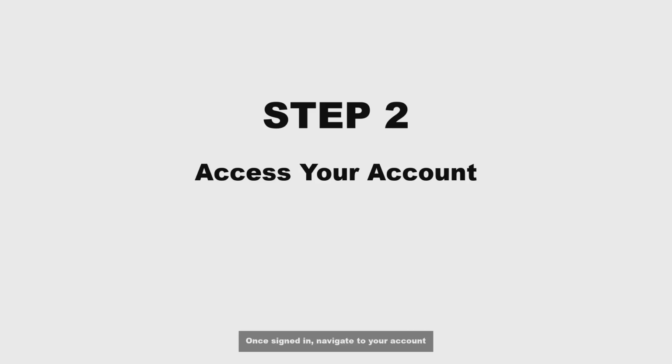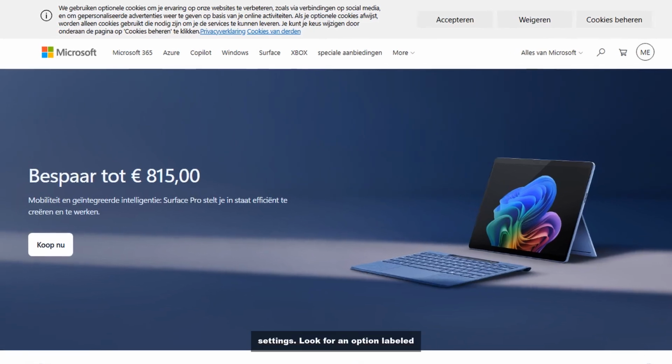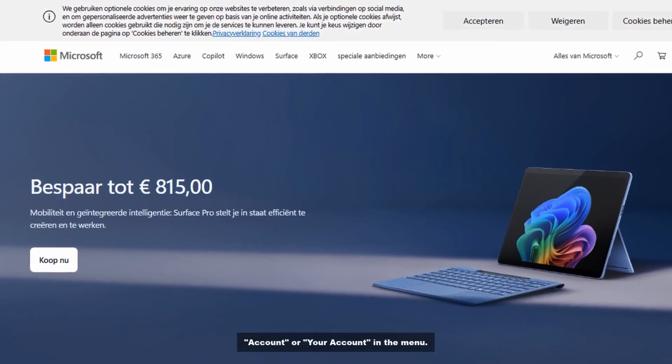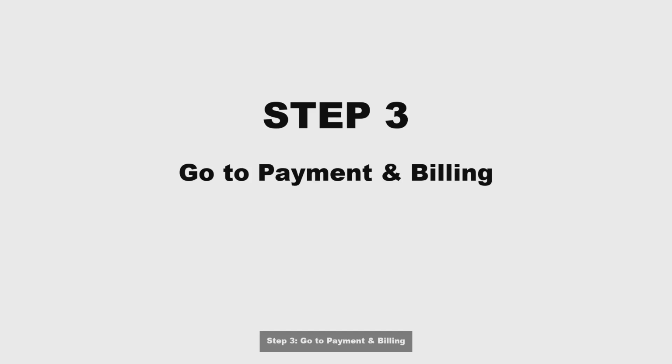Step 2. Access your account. Once signed in, navigate to your account settings. Look for an option labeled Account or your account in the menu. Step 3. Go to Payment and Billing.